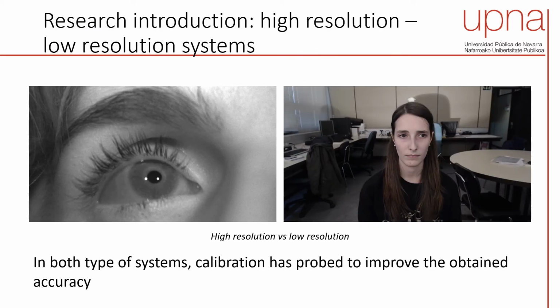We define high-resolution systems as those that rely upon heavily controlled environment conditions, such as illumination or range of freedom for the user movements, and use specialized hardware to take the image from the eye's area, so the region occupies most of the image. Low-resolution systems don't have such control over the environment conditions and try to use more modest hardware. In both types of systems, calibration has proved to improve the obtained accuracies.